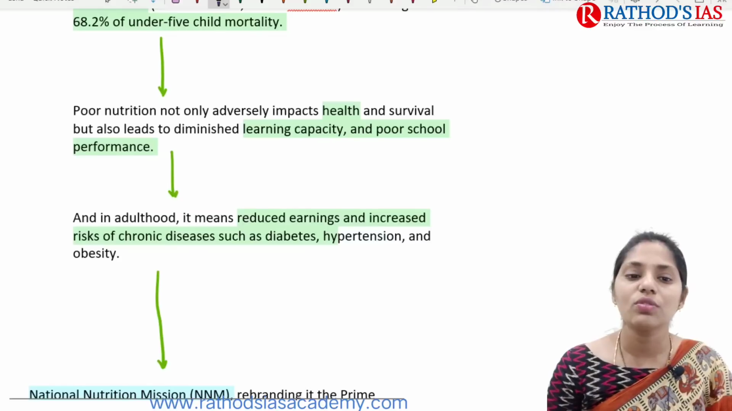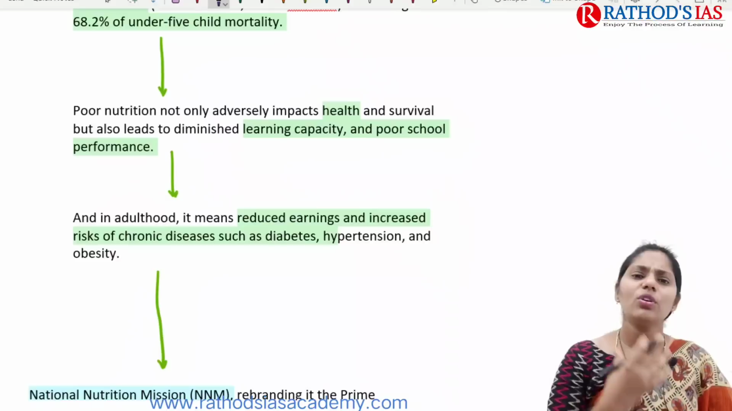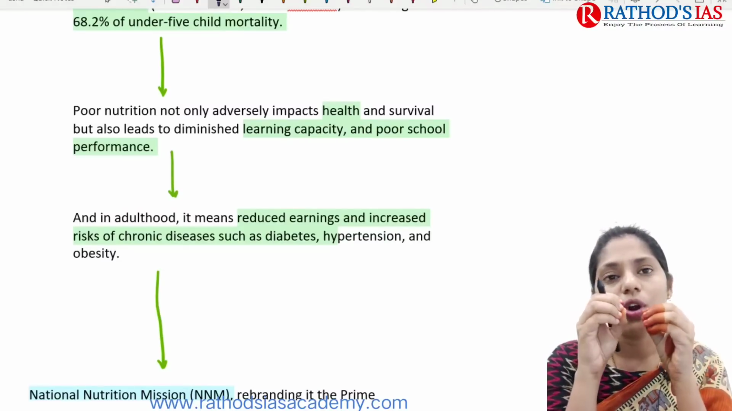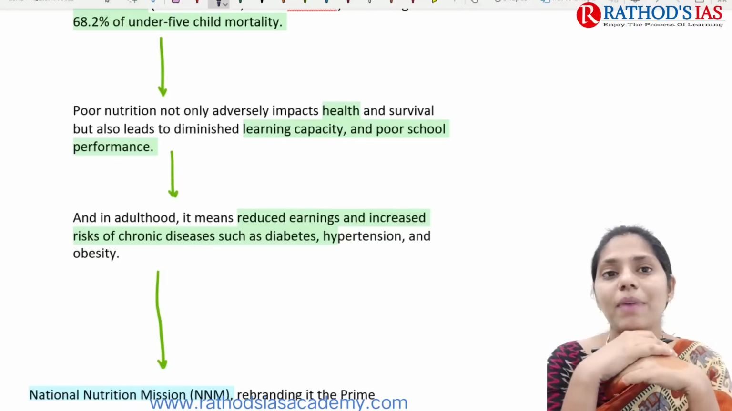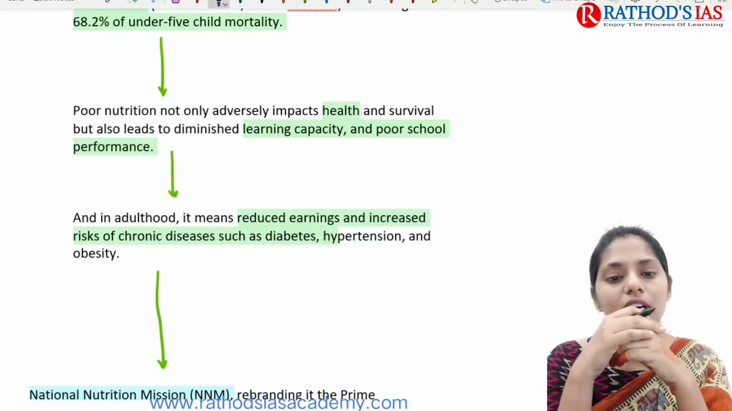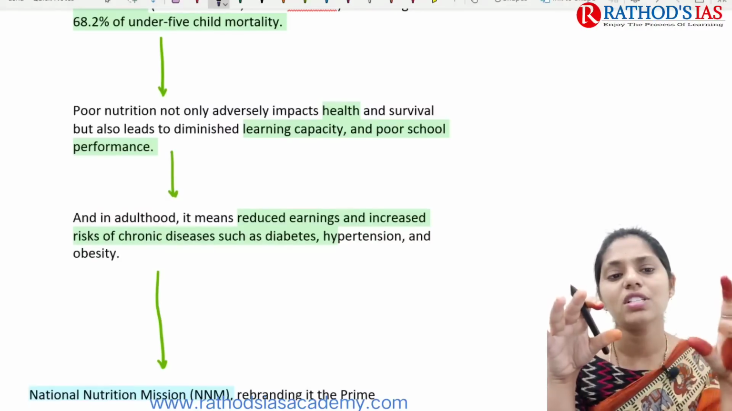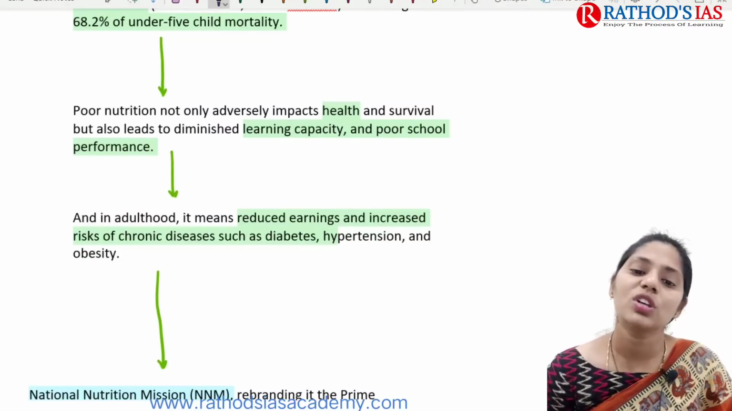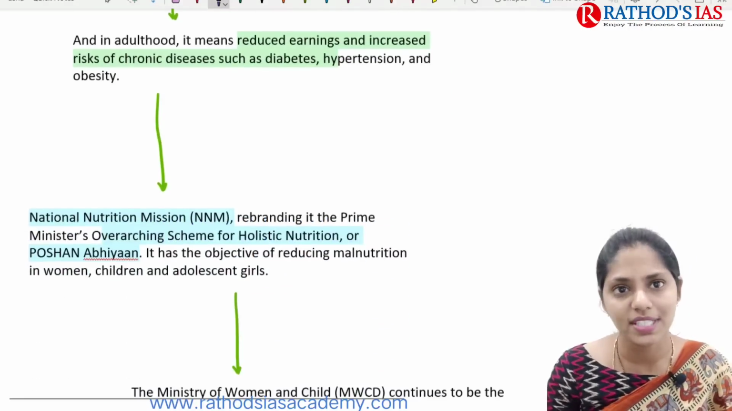So here poor nutrition is one of the important things that is having some impact not only on health. Whenever we are not giving proper nutrition for our children, then it will have not only the impact on the health, but whenever we are sending them to school, they will be having some negative impact on their physical and as well as mental health. So that will lead to decreasing of learning capacity, and as well as poor school performance. So these are also related with this nutrition. In adulthood, it mainly leads to the reducing of earning, increasing of risk of chronic diseases like diabetes, hypertension, obesity, etc.